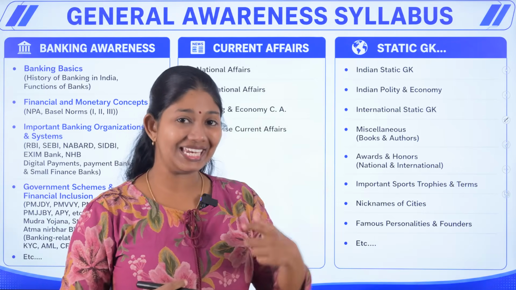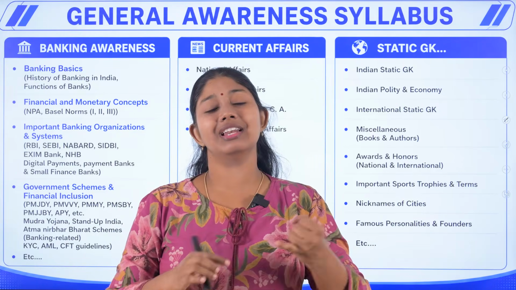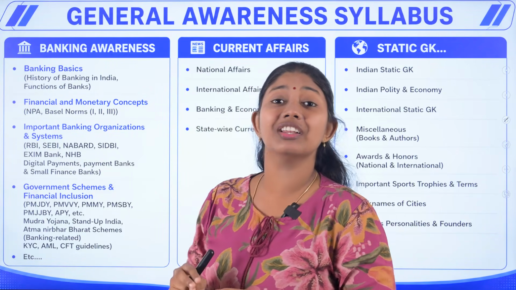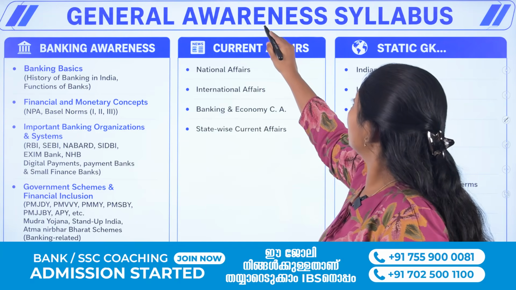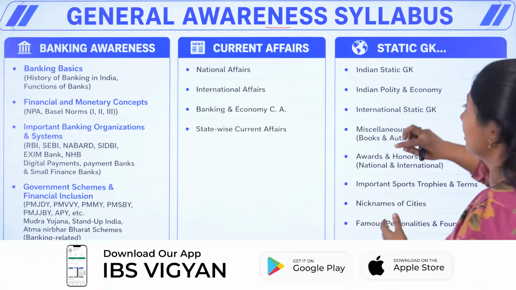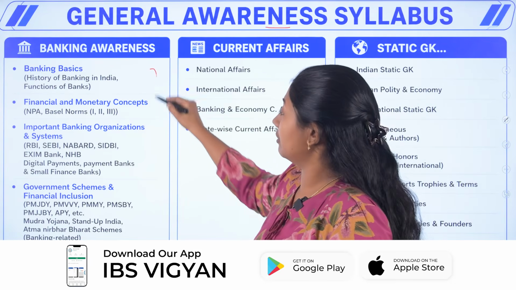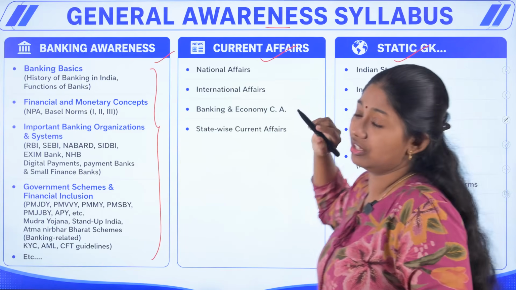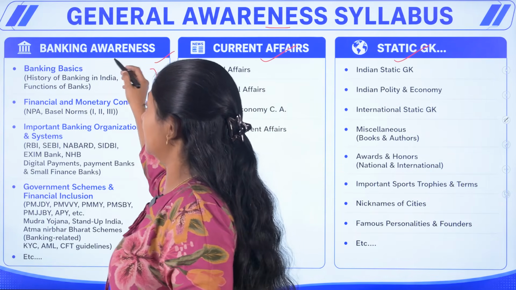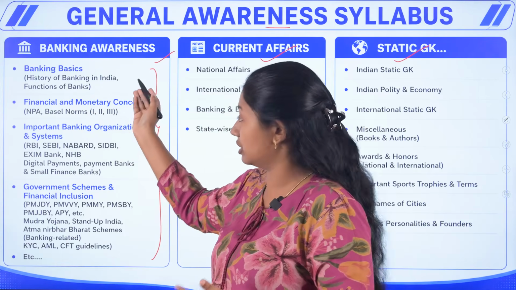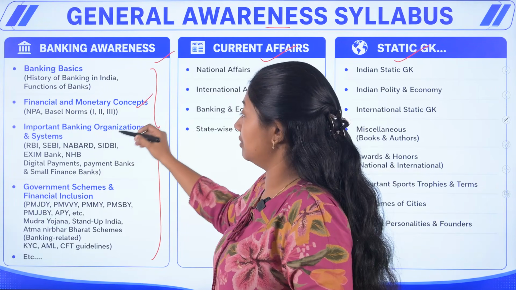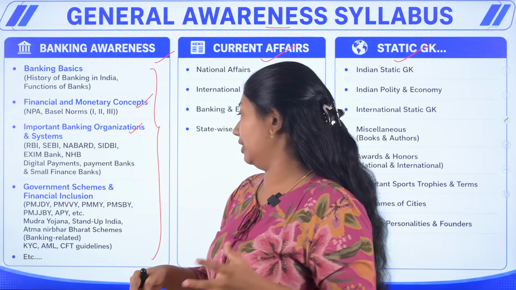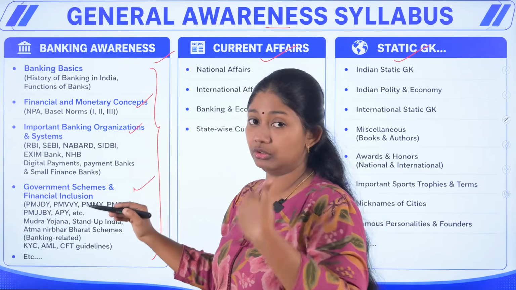Now moving on to the main section. All the previous things like QA, reasoning, English were for the prelims. Now for the mains we have general awareness. We have already discussed the weightage. General awareness is divided into banking awareness, current affairs and static GK. In banking awareness, we have banking basics, history of banking functions, then financial and monetary concepts, then the important organizations related to banking. All these are related to banking awareness. Government schemes, you have to concentrate on all these.